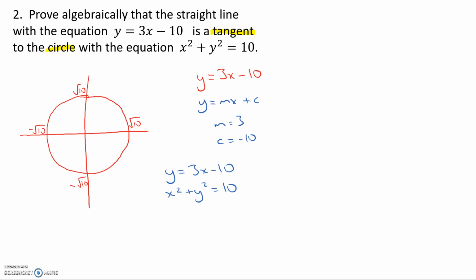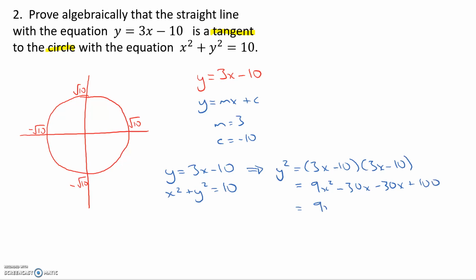I think we'd better turn this equation into y squared by squaring both sides. That's going to give me y squared equals 3x minus 10 multiplied by 3x minus 10. And if we expand that, we get y squared equals 9x squared. If you're foiling, you're then going to get minus 30x minus 30x plus 100. So we know y squared is equal to 9x squared minus 60x plus 100.